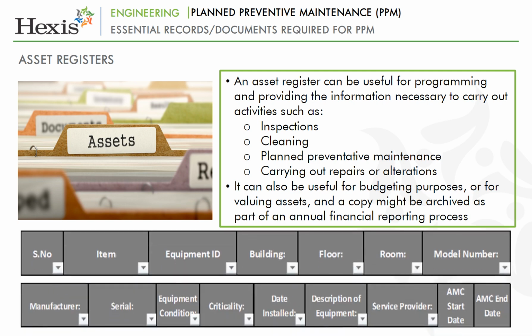From a maintenance perspective, an asset register should, at a minimum, have the equipment data with each asset assigned a unique ID, with location details, specifications, manufacturer, serial number, AMC start and end date and the service provider. If so desired, equipment running hours also may be indicated in the asset register.